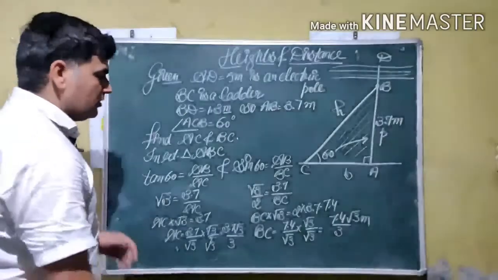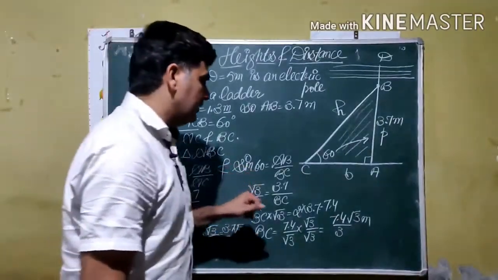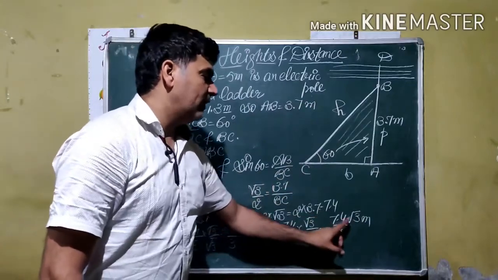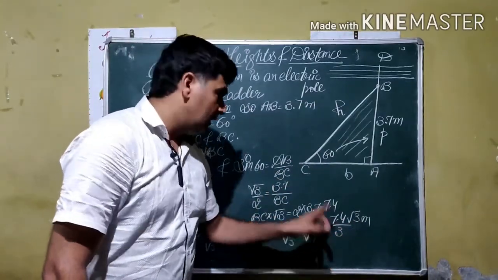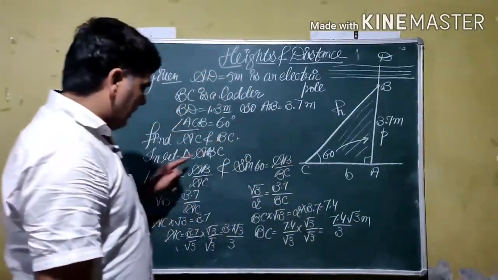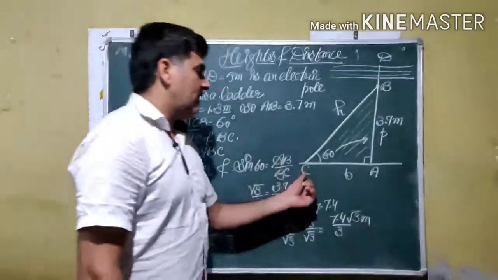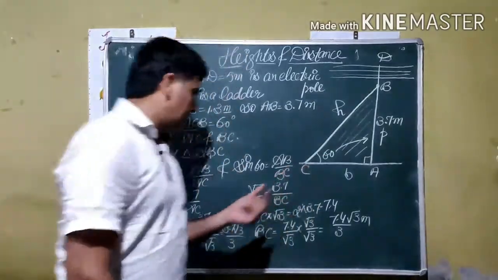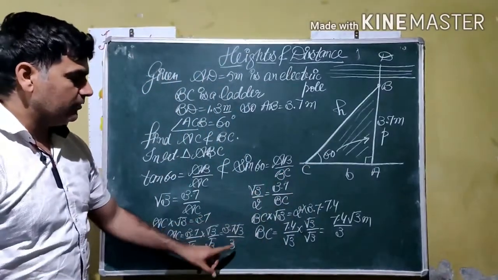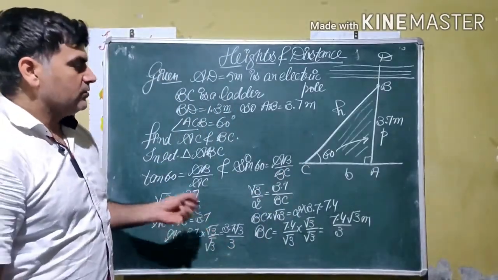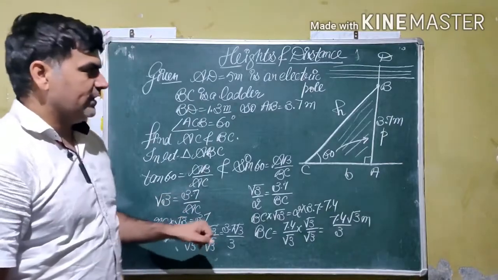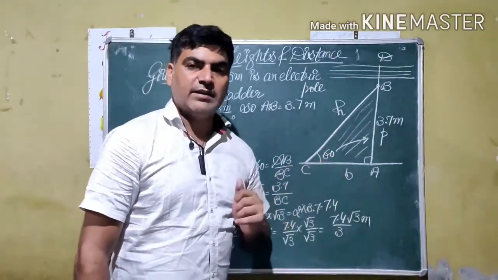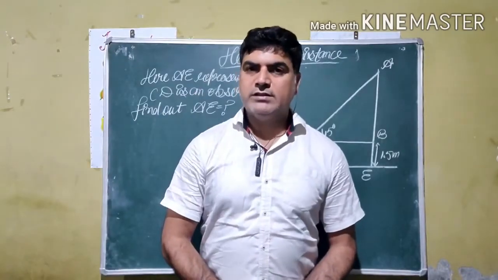So in this question, by using two T ratios, we get BC, the length of the ladder, as 7.4 multiplied by root 3 divided by 3, and the second parameter AC, the distance of the ladder from the pole where the foot of the ladder touches the ground, is 3.7 multiplied by root 3 divided by 3. So like this, by using T ratios, we can find out the sides as well as the angle of the triangle. Now we are going to discuss another example.